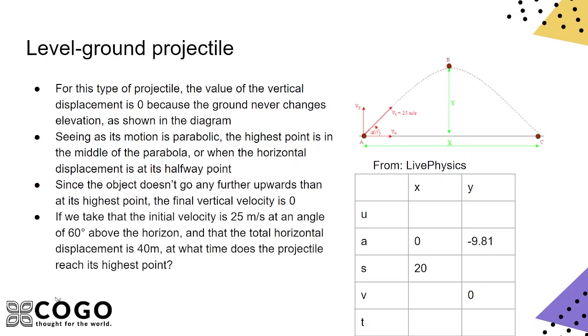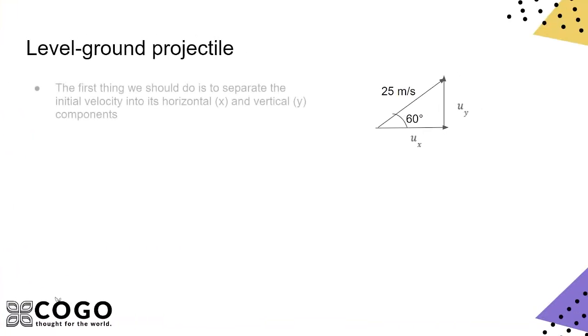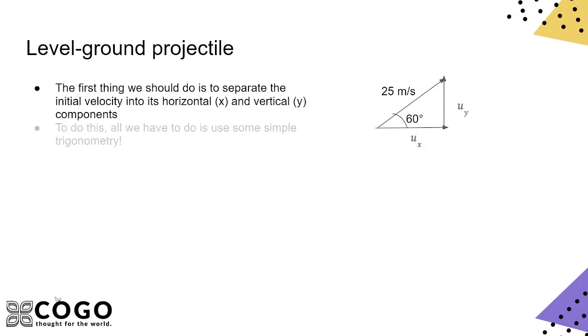If we take that the initial velocity is 25 meters per second at an angle of 60 degrees above the horizon, and that the total horizontal displacement is 40 meters, at what time does the projectile reach its highest point? The first thing we should do is separate the initial velocity into its horizontal x and vertical y components. To do this, all we have to do is use some simple trigonometry.